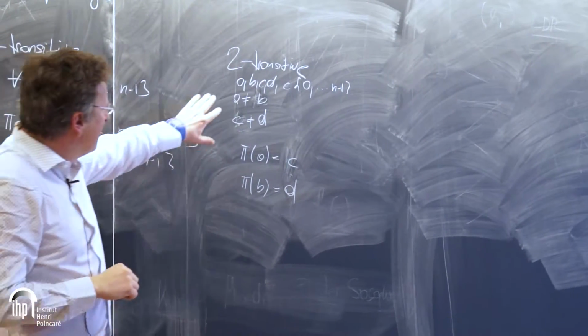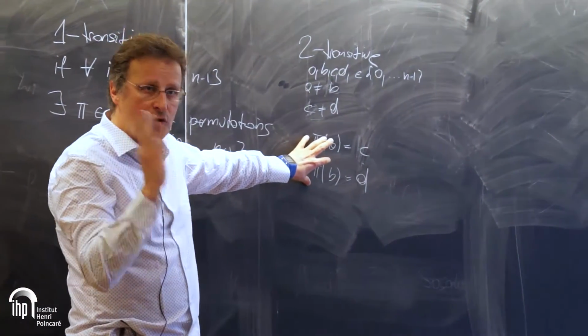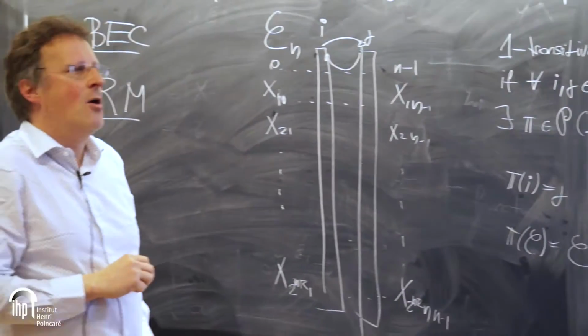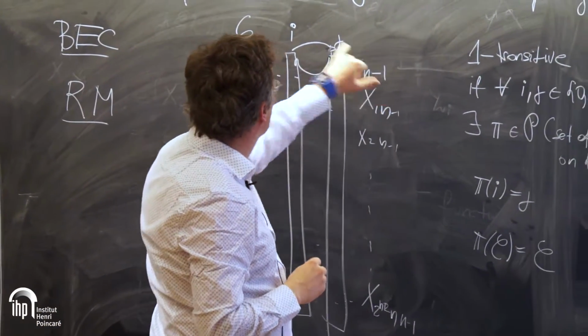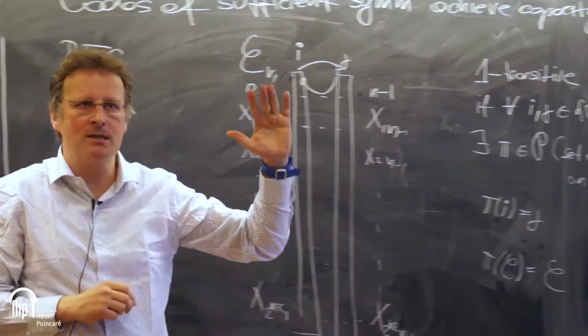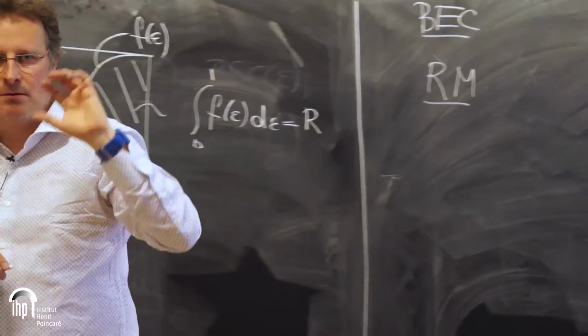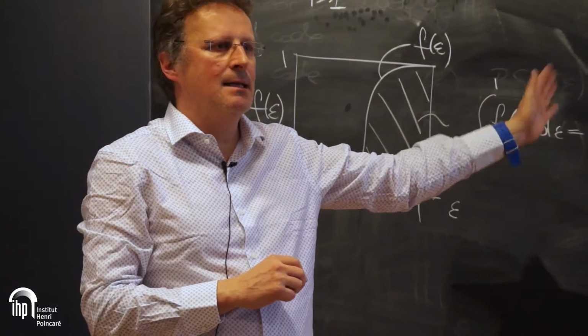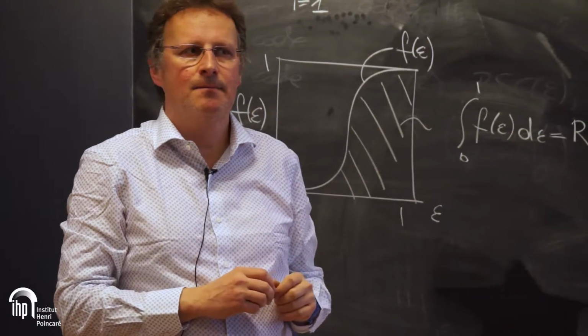So now I have two conditions. I can say, for example, this should map to this, and that should map to that, or this should map to this, and maybe this should map to this. Just two conditions. And again, for any such consistent quadruples, I find a permutation that does it and the code is invariant. That's what I need.